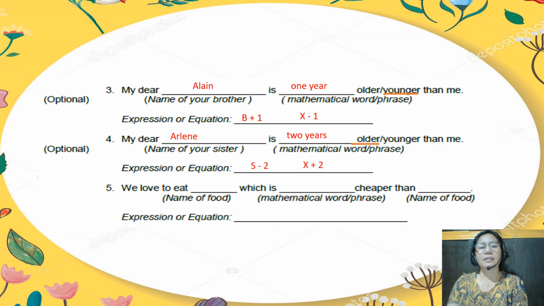You love to eat, you can write any name of food you like here. So for me, I love to eat pork barbecue, which is 10 pesos cheaper than chicken barbecue. So the expression here could be p minus 10, that is the amount of barbecue, while c plus 10, that is the amount or price of pork barbecue.